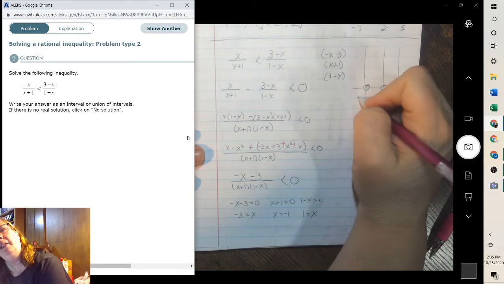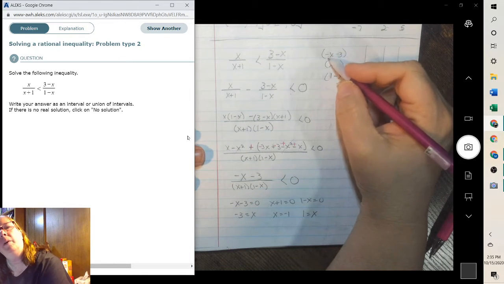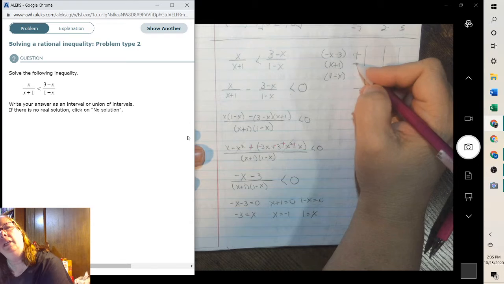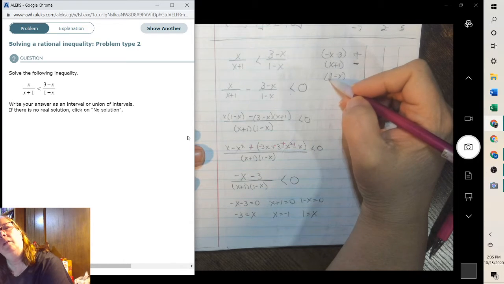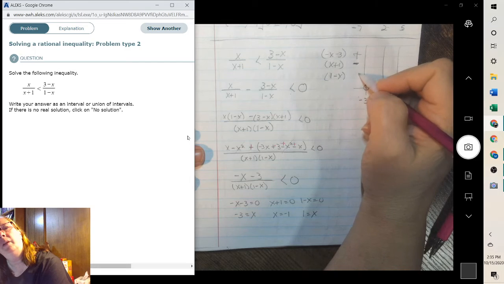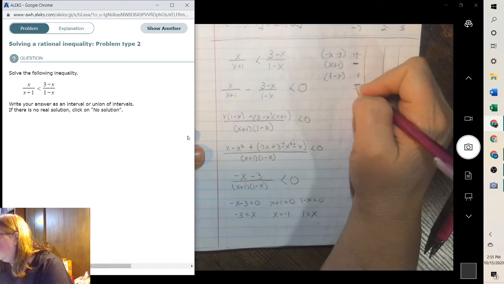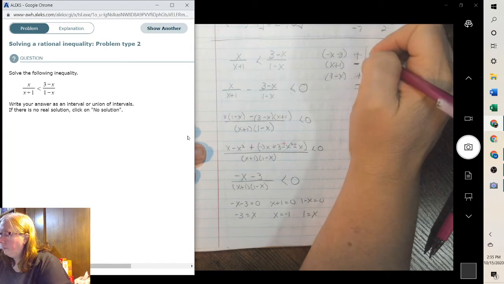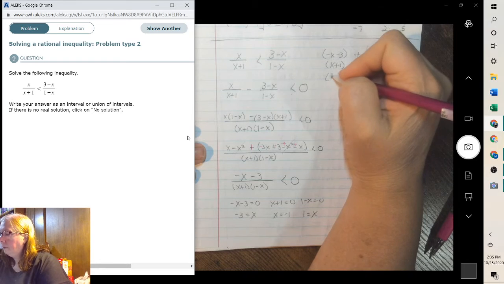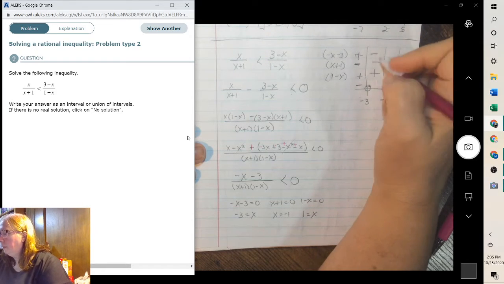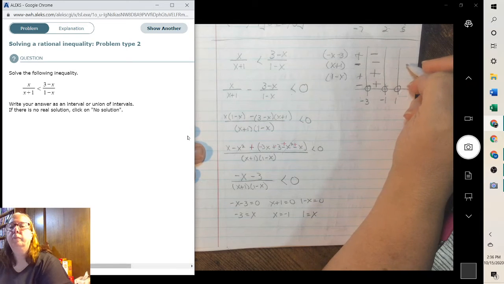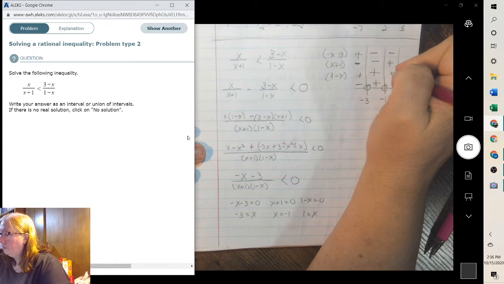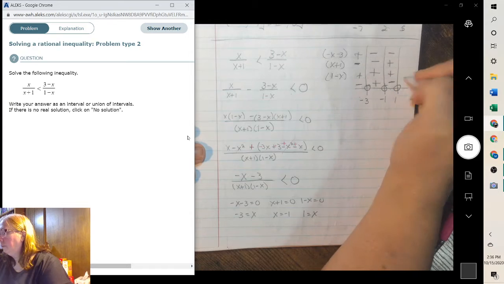Then we want to test. Plug in negative 4. Negative 4 makes this a positive 4 minus 3, so this is positive. Negative 4 plus 1 is negative. And 1 minus a negative 4, that's going to be positive. Multiplying them, I get a negative. Here we can plug in negative 2. Plugging in negative 2, we have a negative and a positive. Multiplying, I get a positive. In between here, I can plug in 0, which is negative, positive, positive, which gives me a negative.